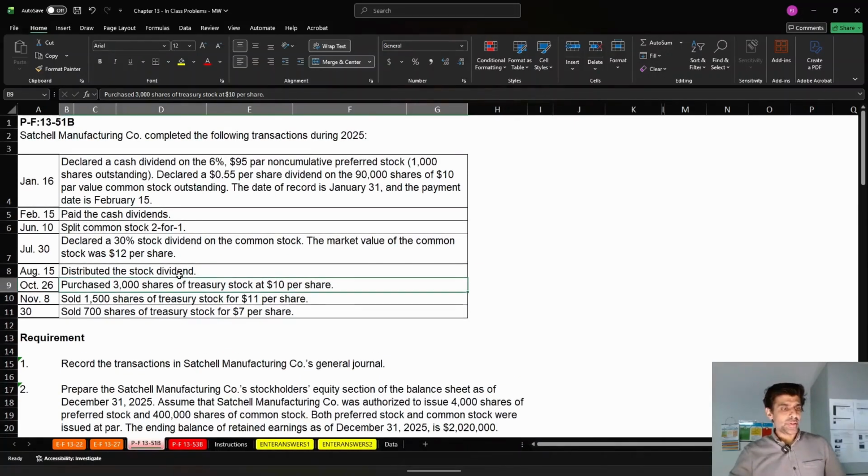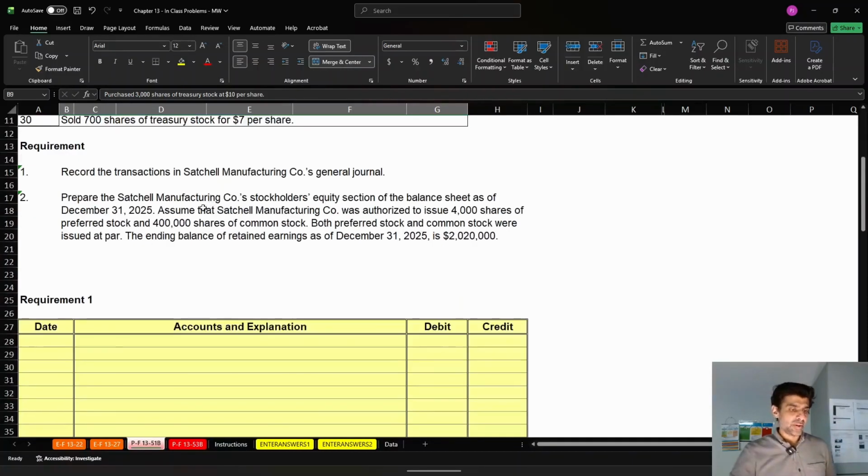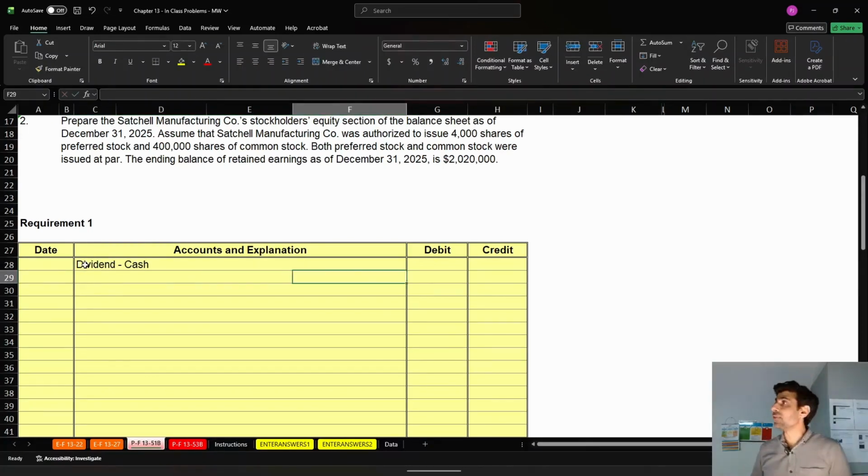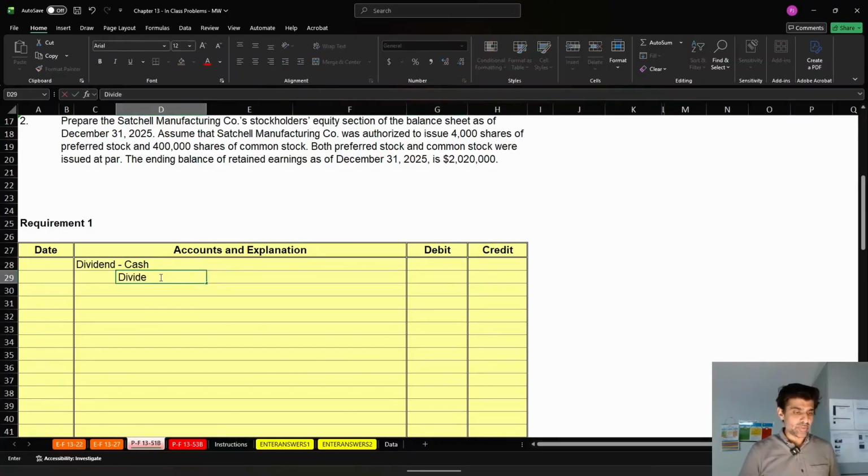Okay, so we declared a cash dividend on both the preferred and the common stock. So we're going to have cash dividend, because now we learned that there's not just one type of dividend. There's cash dividends and there's stock dividends. So we're just going to clarify that this dividend is a cash dividend. And there, we're going to have two dividends payable. Dividend payable for preferred, dividend payable for common.